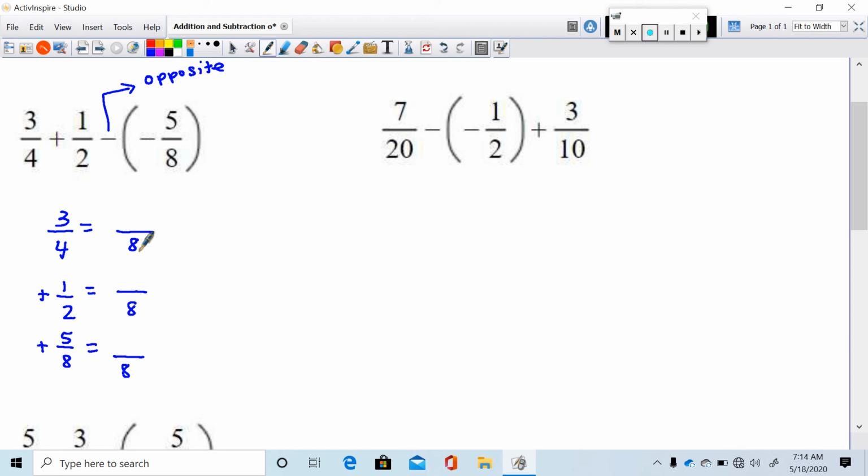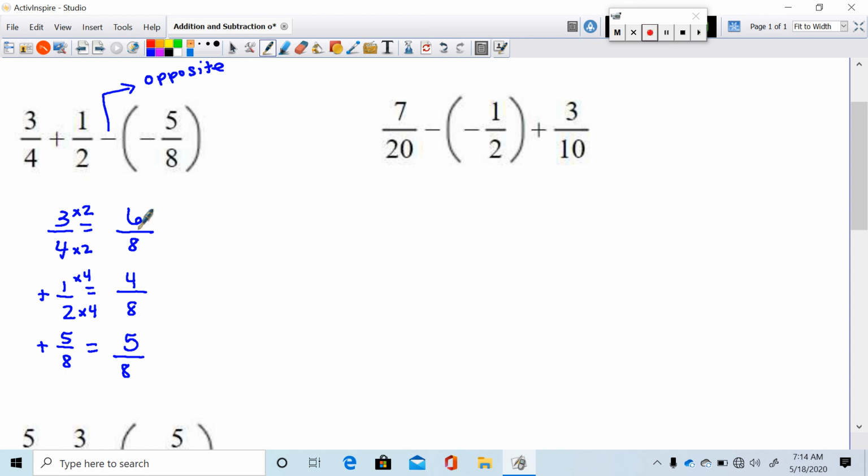Now I want to divide. 8 divided by 4 is 2. In other words, 4 times 2 is 8. So if you do that in the denominator, you have to do it in the numerator. 3 times 2 is 6. 8 divided by 2 is 4. So if you put a 4 in the denominator, put it in the numerator. 1 times 4 is 4. And then this one already has an 8 in the denominator, so you don't have to do anything to that.